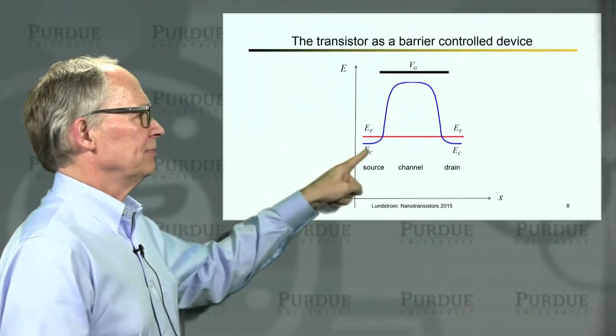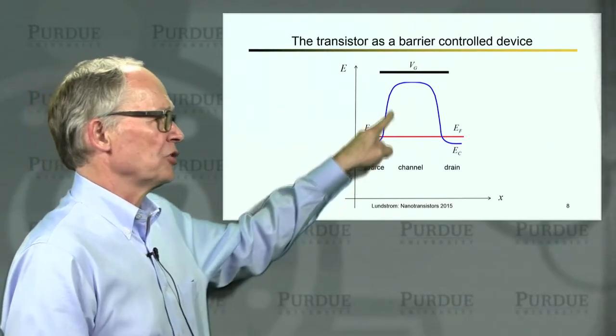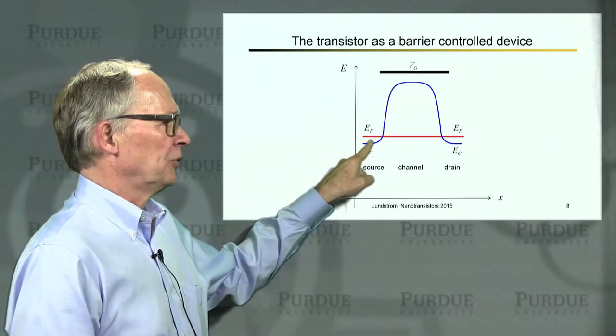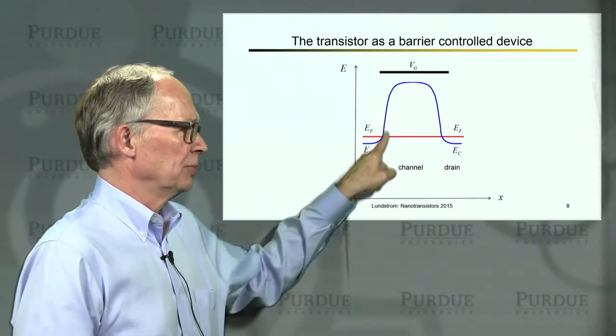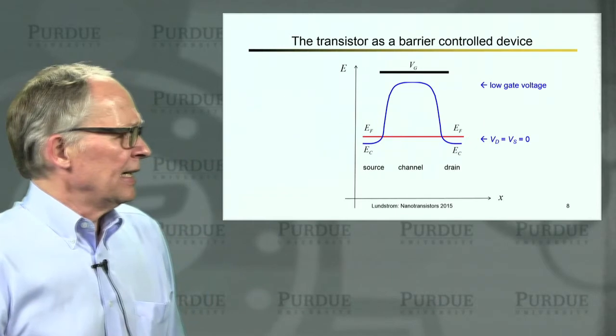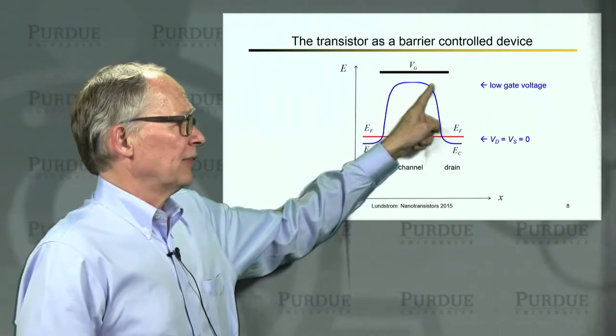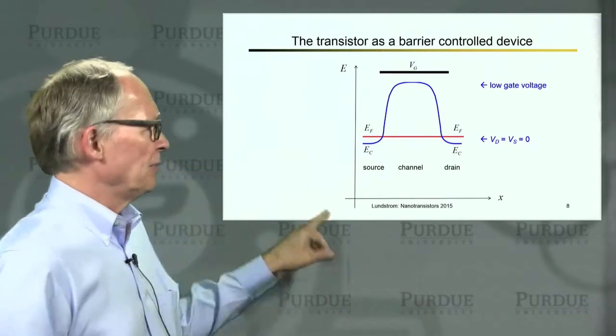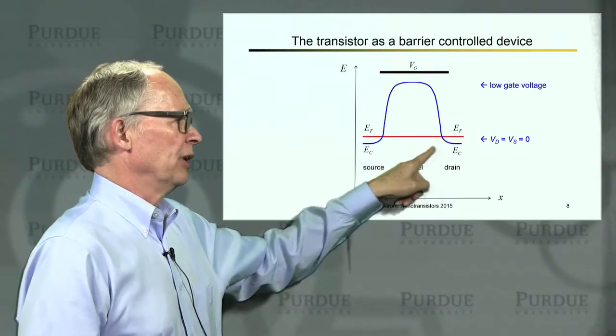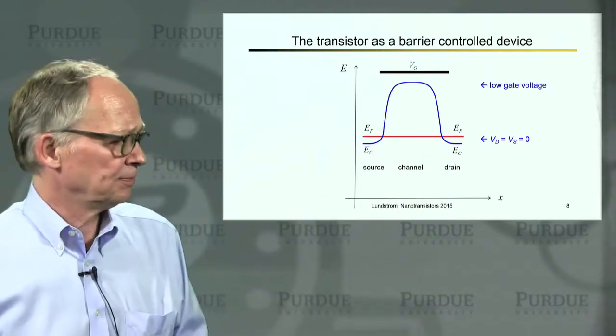So here's our energy band diagram, just showing the conduction band now. Here's the N-type source, here's the N-type drain, here's the P-type channel. So there's a big barrier here. So this is what it looks like if I've applied 0 or a low voltage to the gate. And I'm not applying any voltage between the drain and the source, so everything is the same there.